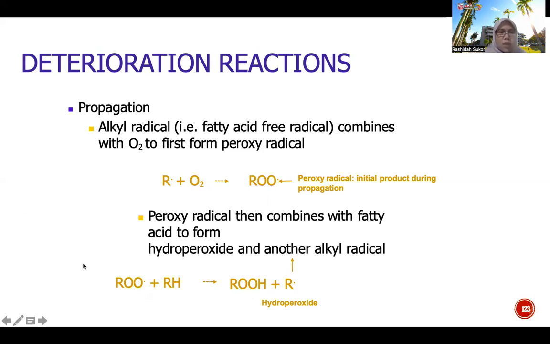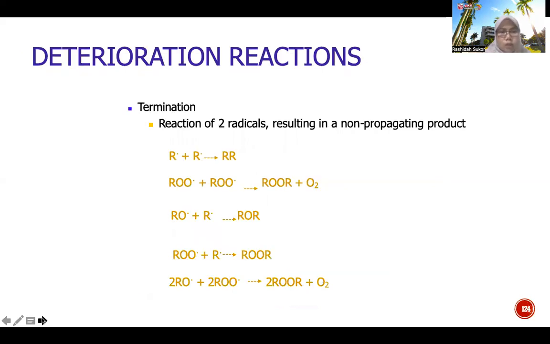So we don't want this actually happening in food. Even in our body also, we don't want to have the free radical. That's why we have to take a lot of antioxidant. Okay, the last one is the termination. So reaction of these two free radicals results in a non-propagating product.